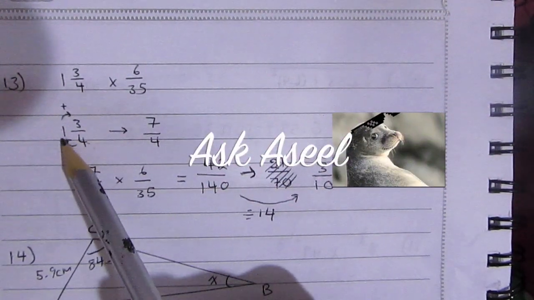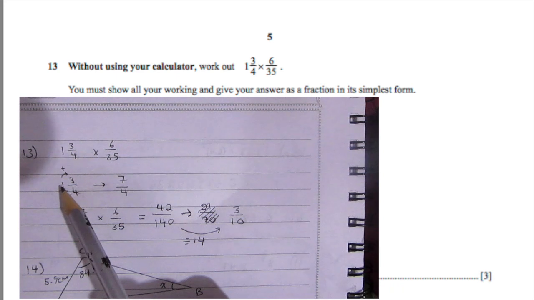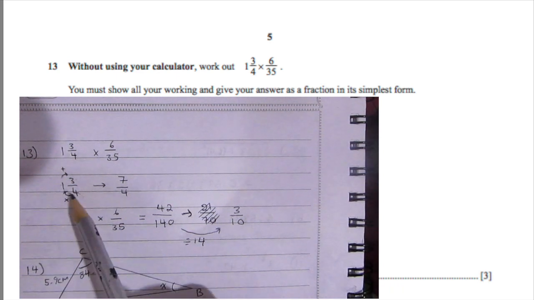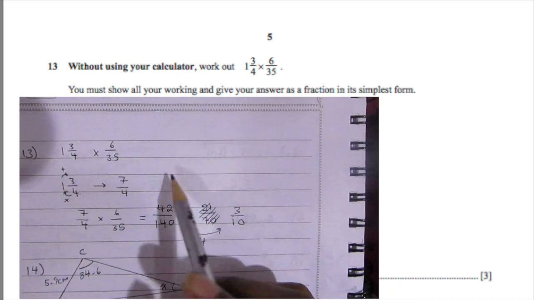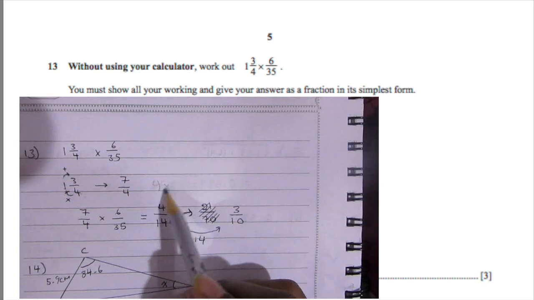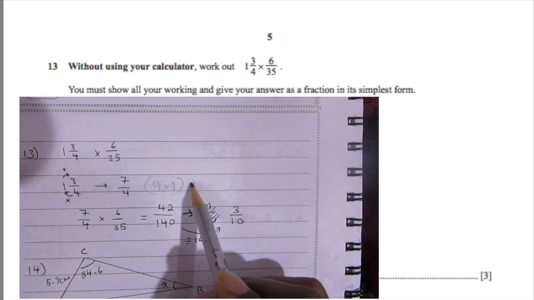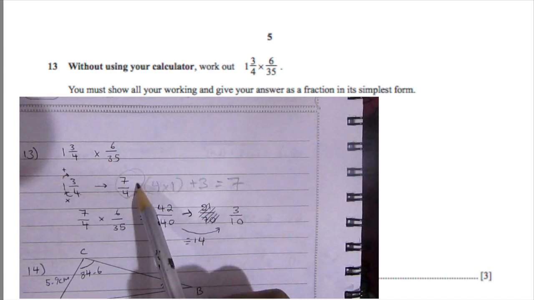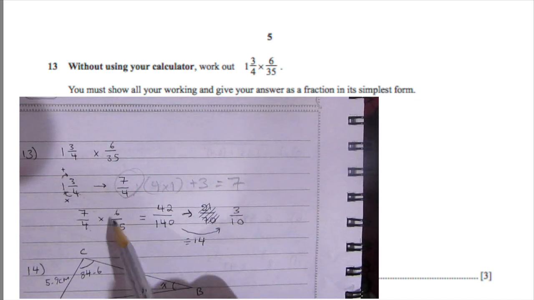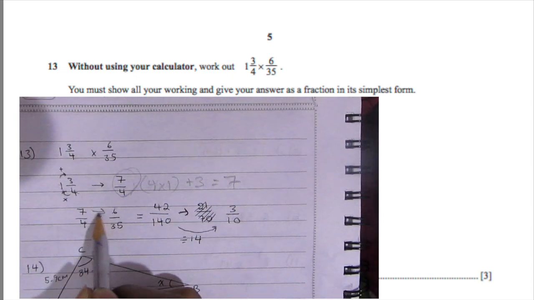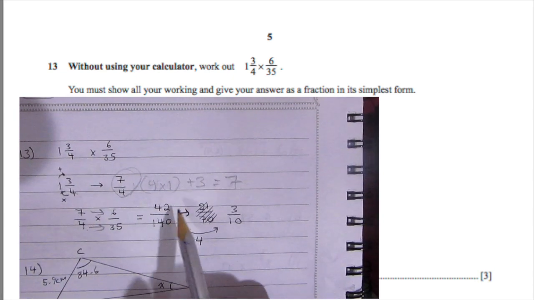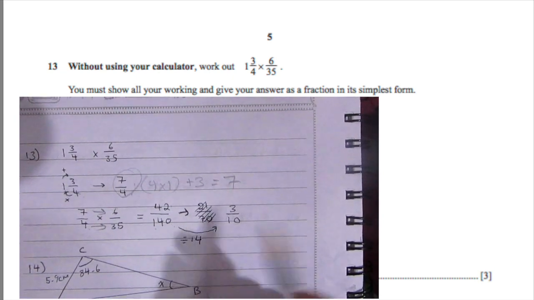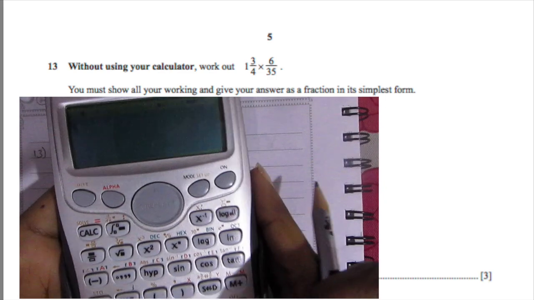Alright, so let's answer the final half of this paper. So question 13, we're going to work this out without a calculator. So first change the mixed number into an improper fraction. So 4 times 1 is 4, plus 3, that gives you 7. So 7 over 4. Now 7 over 4 times 6 over 35. We're going to do 7 times 6, that's 42, over 4 times 35, which is 140.